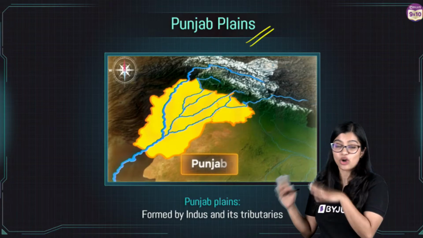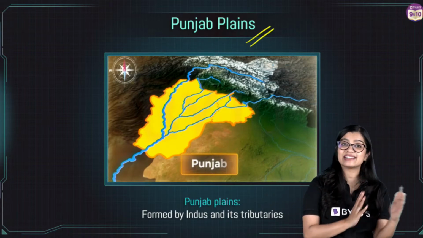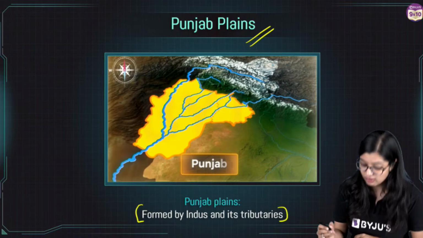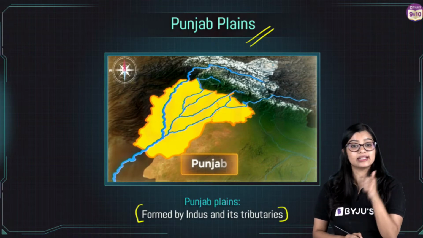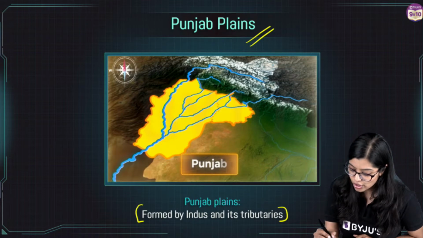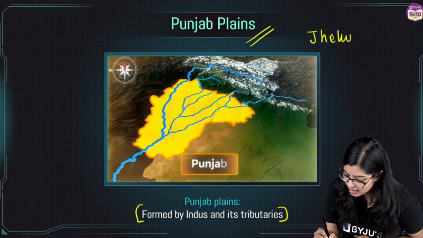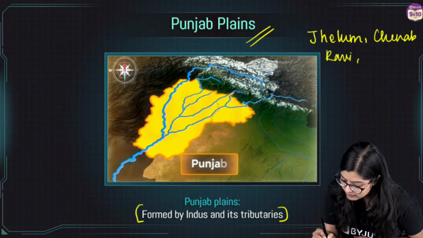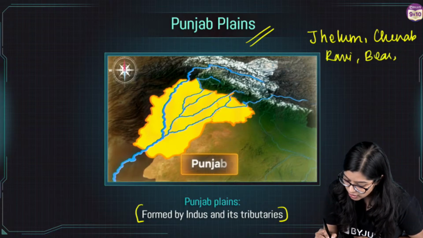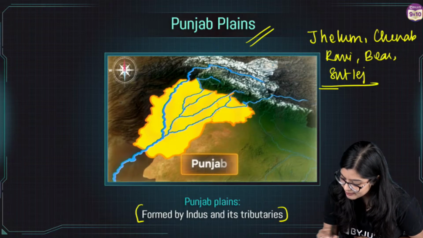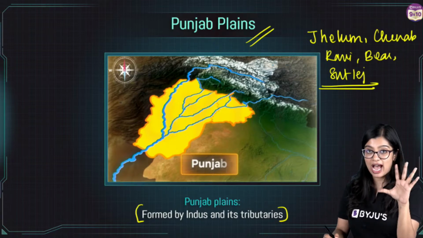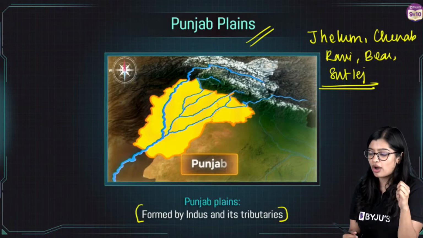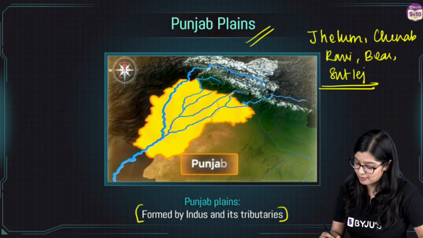Now we know that the majority of the Punjab plains also lies in the Pakistan region, right? And we know that it is formed by the Indus River along with its tributaries. So the tributaries here include Jhelum, Chenab, Ravi, the Beas River, and of course the Sutlej River, right? Here punch means 5 and ab is with respect to water, or we know that this is what we understand by it.